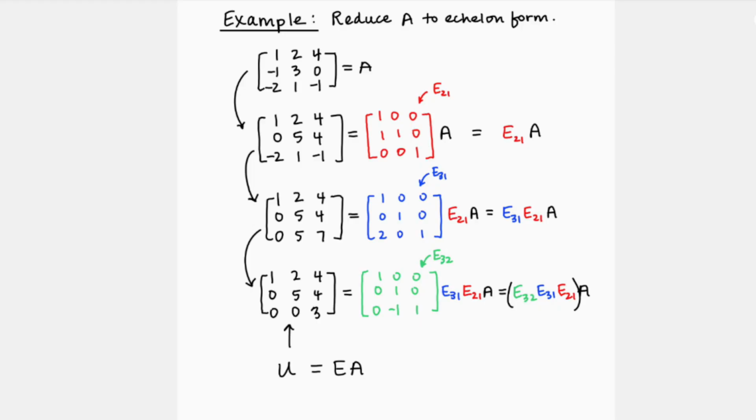So for now, we're just going to leave it here and say that we've reduced to an upper triangular matrix in echelon form, and we were able to write it as our original matrix multiplied on the left by a series of elimination matrices.